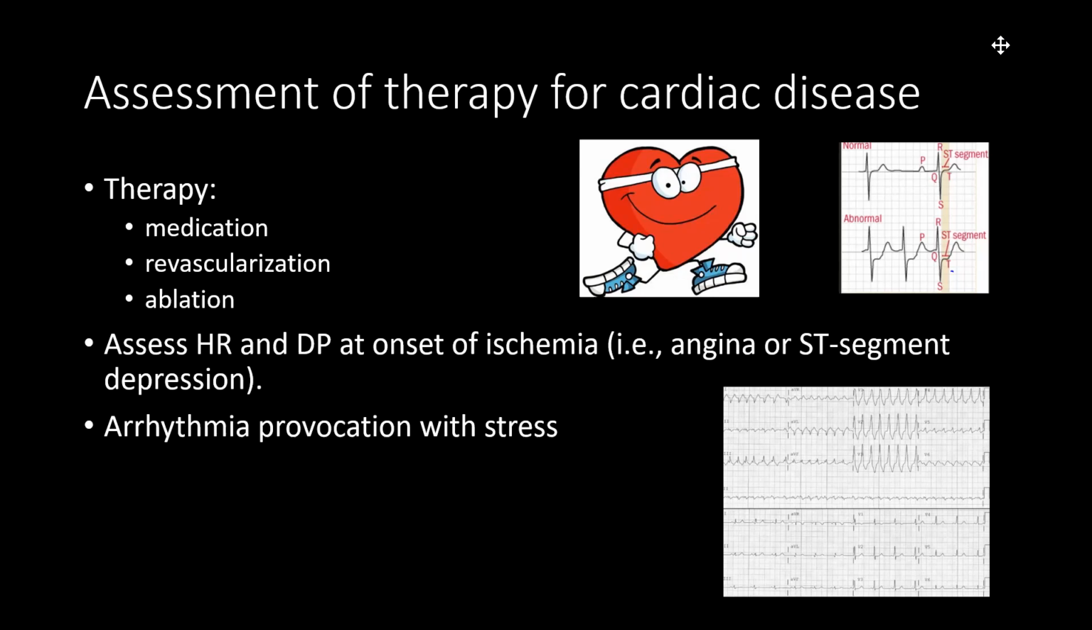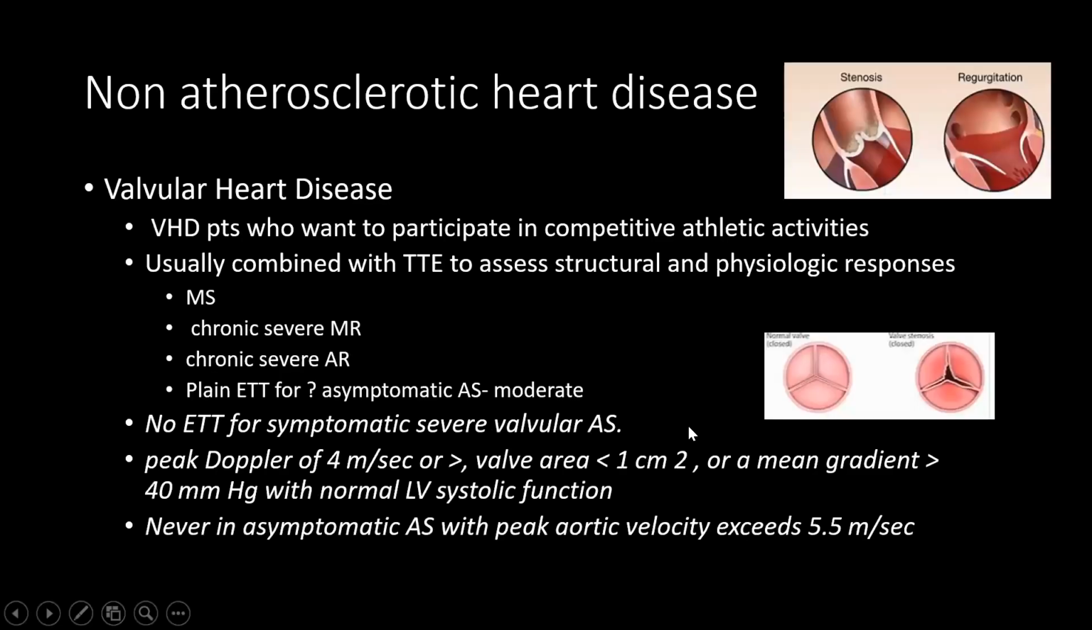In patients that are undergoing exercise treadmill testing for coronary artery disease, we tend to assess the heart rate and double product at the onset of ischemia, that is when they have anginal chest pain and/or ST segment depression. We also look for arrhythmia provocation with exercise treadmill testing, as it is shown over here in some individuals.